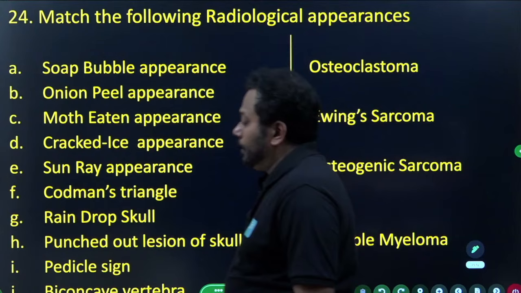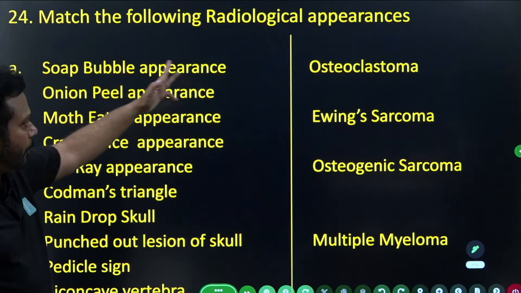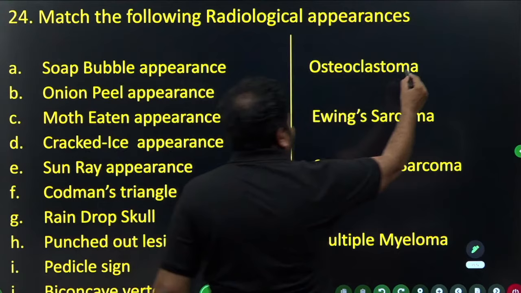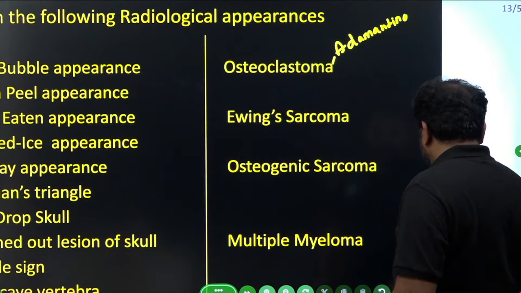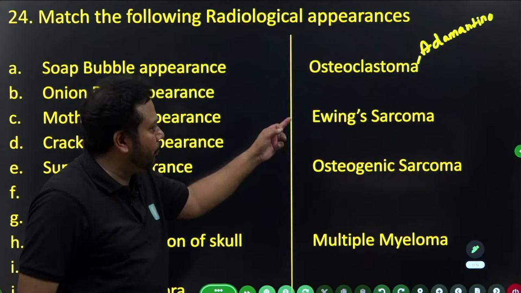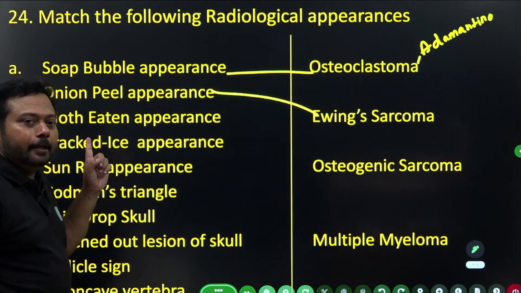Again, time honored LKG, UKG questions, match the following radiological appearances. Soap bubble appearance, osteoclastoma. With that, you should add adamantinoma also. Onion peel appearance, Ewing sarcoma. Okay. Moth-eaten appearance of the bone.